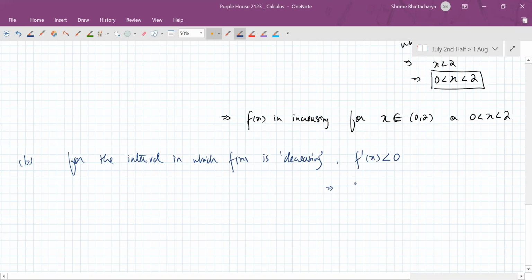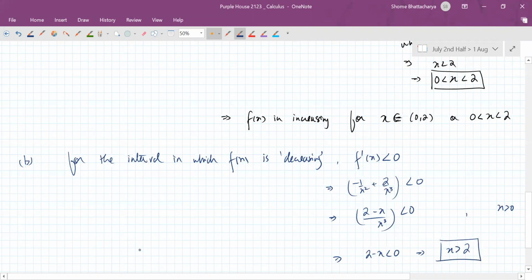So it's the same thing, but I have to just reverse. The derivative was minus 1 by x square plus 2 by x cube. This was the derivative, or 2 by x cube minus 1 by x square, whatever. Okay, so this should now be less than 0. So (2 minus x) by x cube should be less than 0, and x is anyway greater than 0. So it implies that 2 minus x should be less than 0. That means x should be greater than 2.